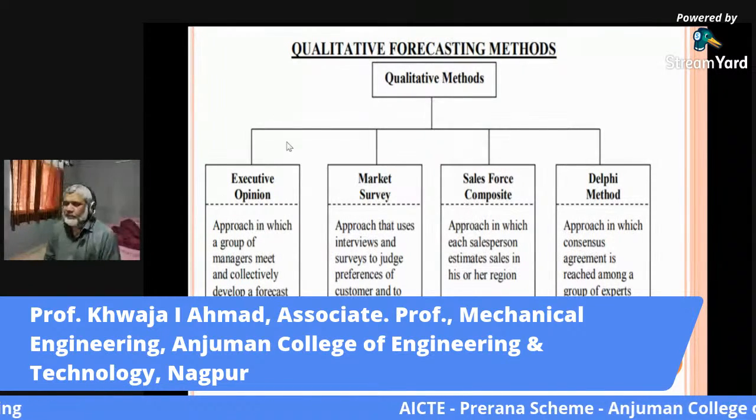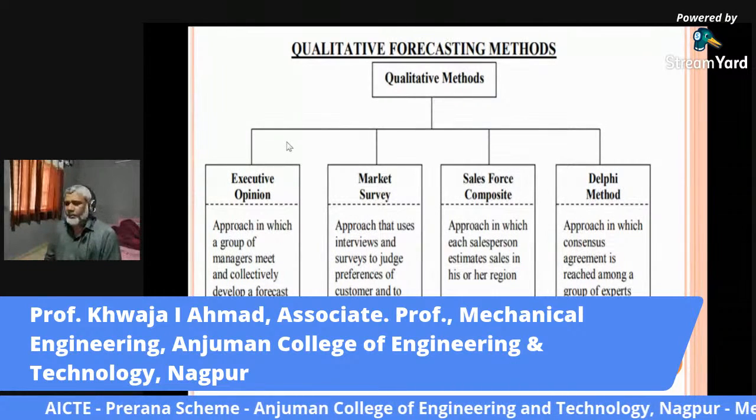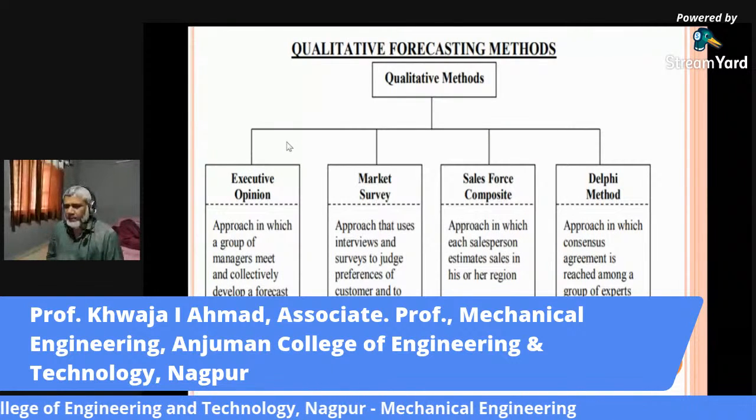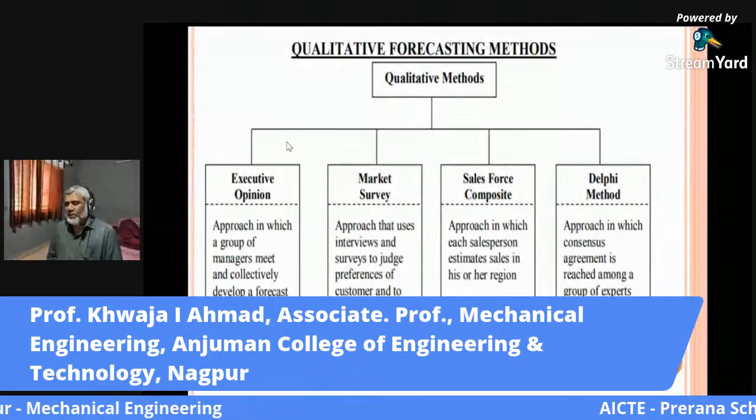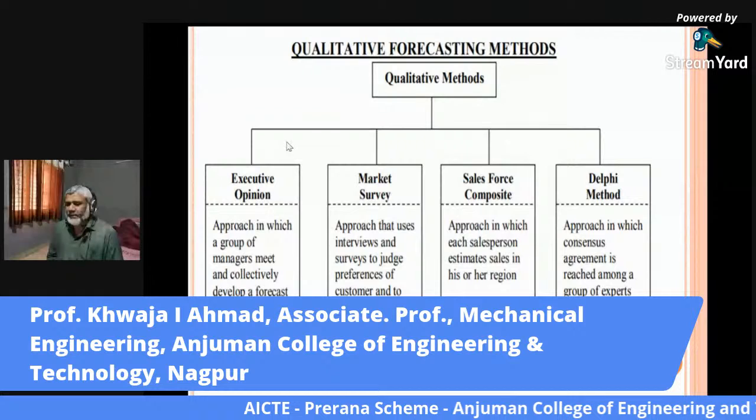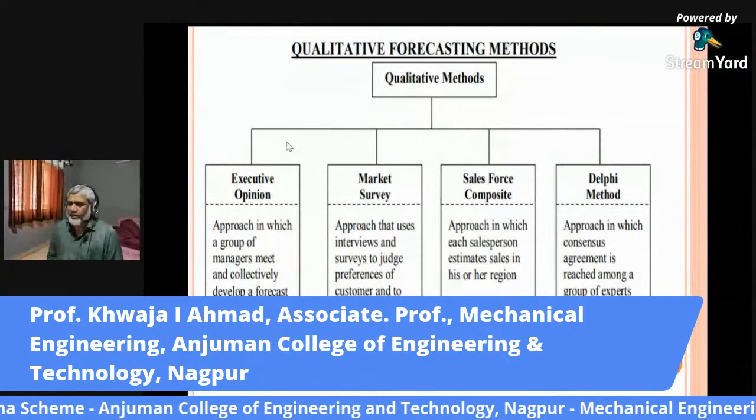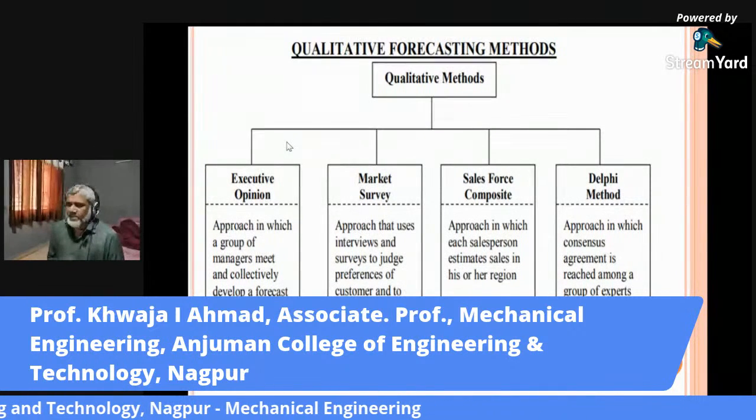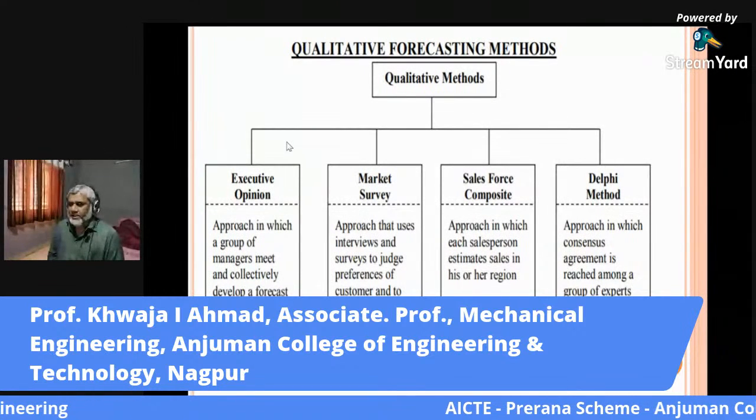Another method of qualitative forecasting is sales force composite. Here salespersons play a very important role. Based on their experience, the salespersons estimate the sales in their region, and that depends upon their intuition and their personal approach with the customers and the sellers. So again, this one is subjective in nature, and it totally depends upon the salesperson's own experience and his or her own relationship with the customers and the sellers.